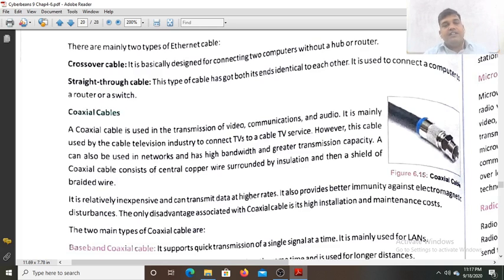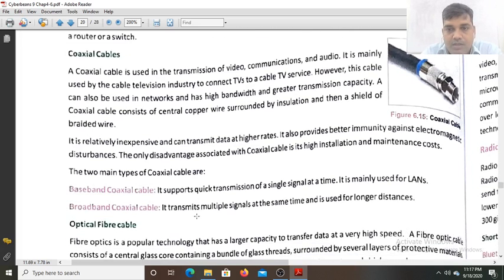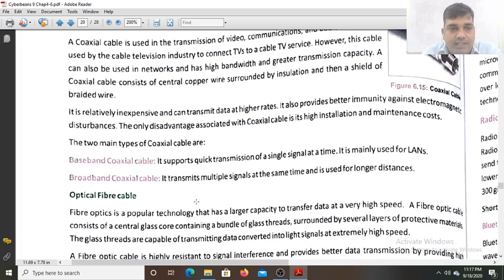The only disadvantage associated with the coaxial cable is its high installation and maintenance cost. The installation charge is very high in comparison to the straight through cable or the crossover cable, and the maintenance is also more in comparison to the Ethernet cable.